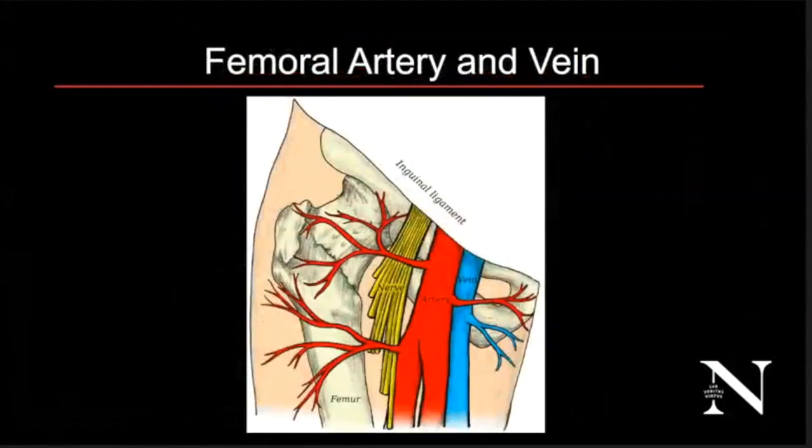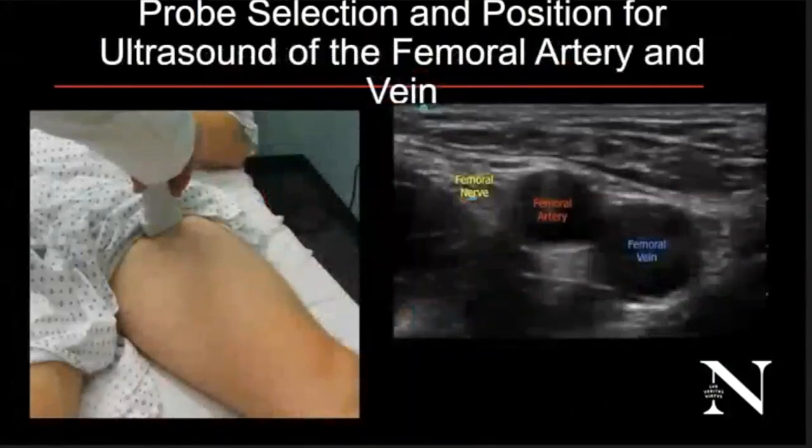And I'd like you to try today, if it's possible, to look at the vein, artery, and nerve in the femoral, in the inguinal crease. So the femoral artery, the femoral vein, and the femoral nerve. And this is the position for that.